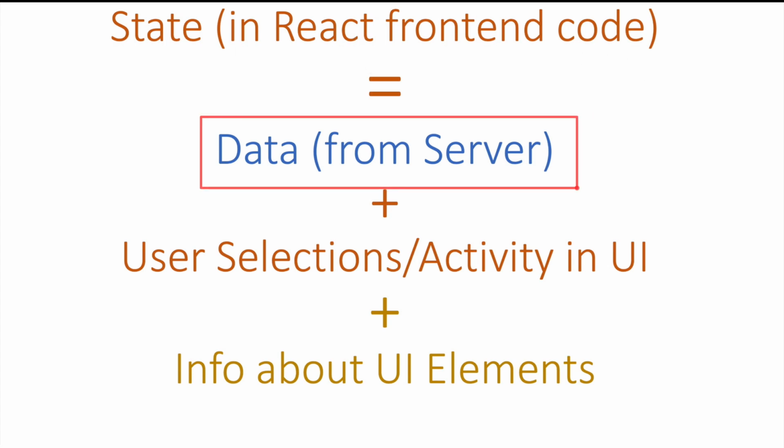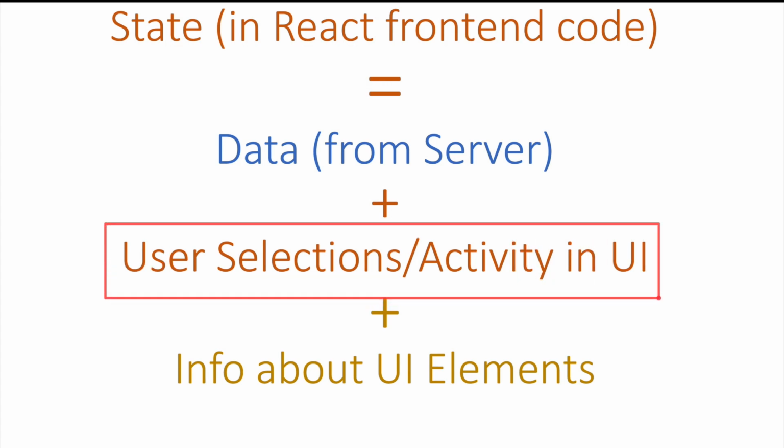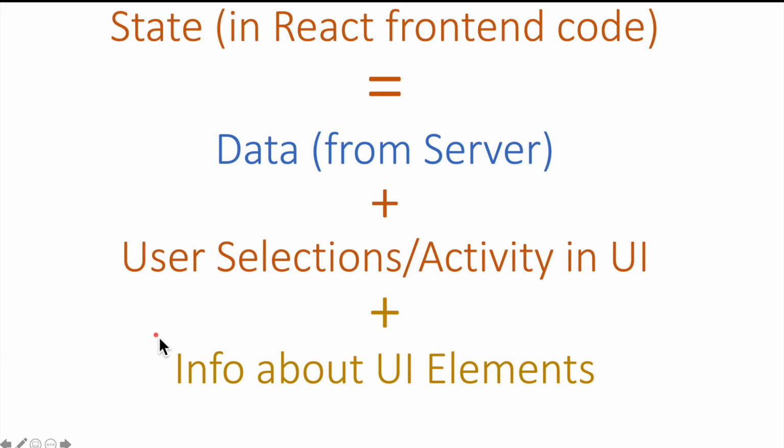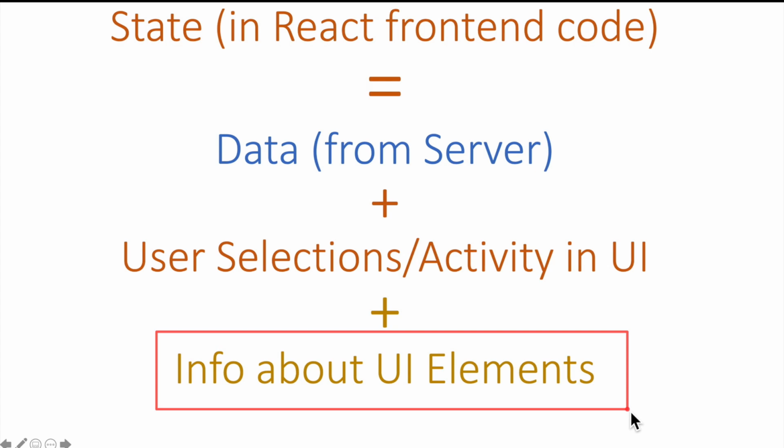Here I have tried to classify which pieces typically make up the state in React front-end code. And the first is data, which typically comes from the server. And the second is user selections or user activity in the UI. That means information about what the user has been doing in the UI. And the third piece I have listed here is info about UI elements. Let us discuss these different pieces of state by going to the Amazon website.